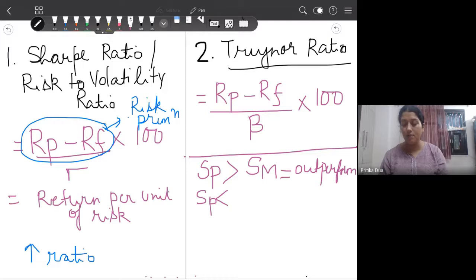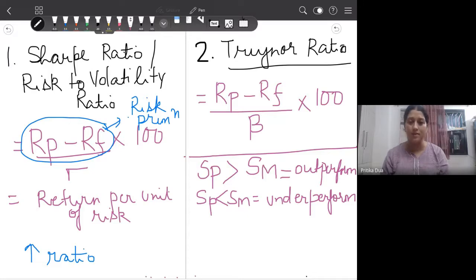Vice versa will be the case of underperformance. That is, say the market is giving a return of 10% and your investment is giving you a return of only 6%. So in that case, you have underperformed the market. Your mutual fund has underperformed the market. Okay, the concept will be more clear when we move to a practical question. But prior to that, if there is any question, any doubt, please ask.